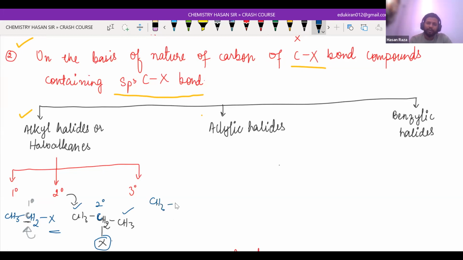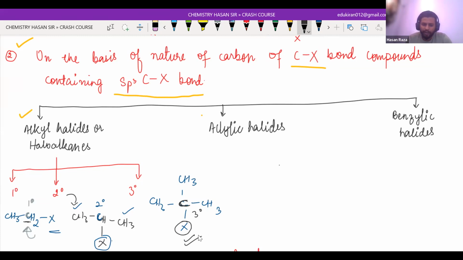And the 3 degree is very easy. Wait a minute, I just need to correct it. Now it is correct, because CH2 would represent 5 bonds, which is not possible for carbon. Now, what is the degree of this halogen? You need to calculate the degree of the carbon to which this halogen is connected, and this is 3 degree. That's why this is tertiary halide. Is that clear to everyone?